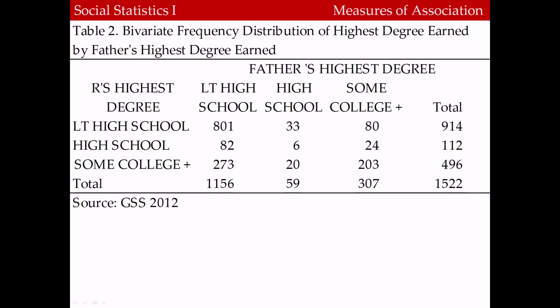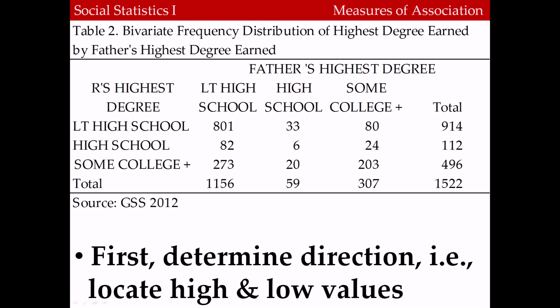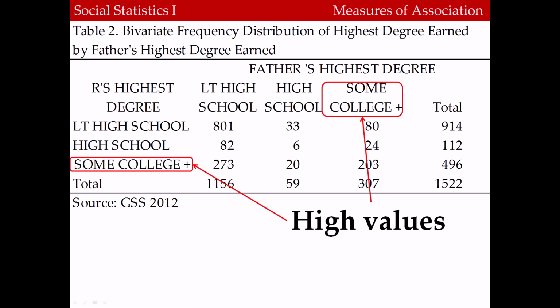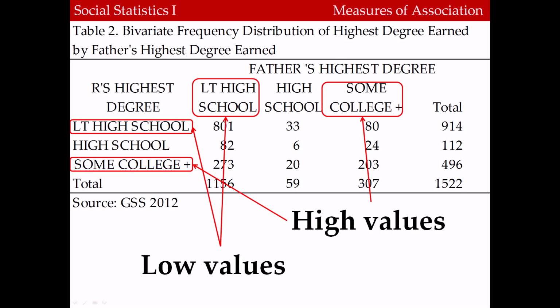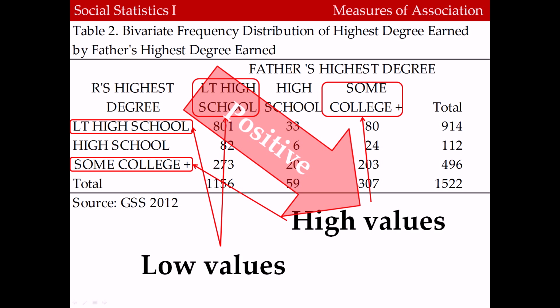But before we can do that, we have to figure out where on this table we have a positive and negative relationship or association. And so to do that, we have to identify the high values and the low values for both variables. So you can see that some college or beyond are the high values for both, and then the low values for both are less than high school. And so that means that if we want a positive relationship, we have to go from the top left-hand corner to the bottom right-hand corner, which is where we find that low values of high school are going together and high values of degree are going together.